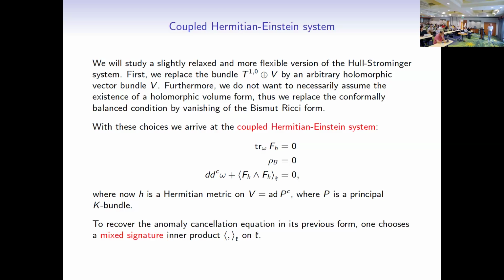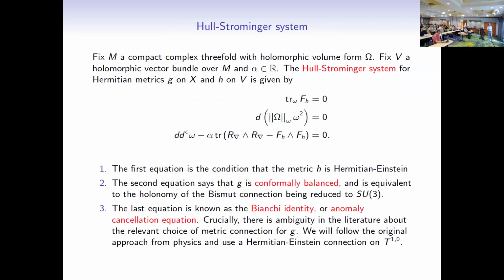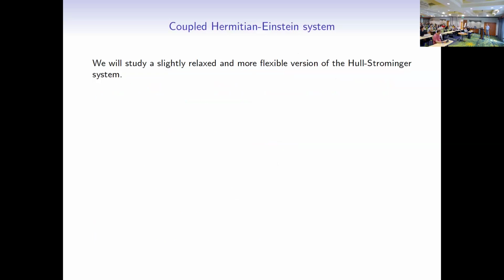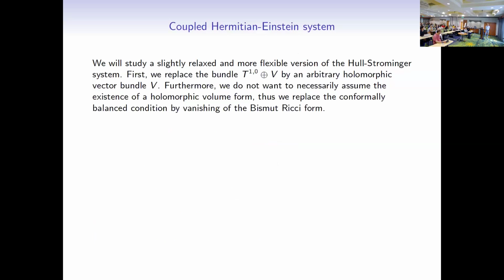to define this term. And so to recover the anomaly cancellation equation in the form on the previous slide, crucially, you have to pick an inner product of mixed signature on the bundle. Basically, this equation contains the previous one as a special case. If the bundle is split, as it is here, like T10 plus V, and then you pick an inner product which is positive definite on one factor and negative definite on the other, then you'll get this anomaly cancellation. I'm just trying to emphasize this difference in sign, this minus sign in the middle. So you have a mixed signature inner product on the Lie algebra. This is a key point for later.